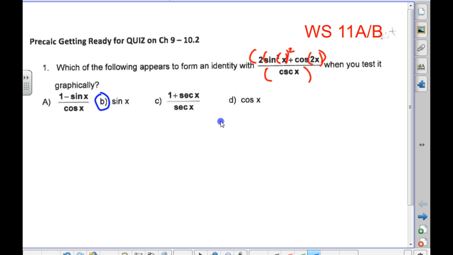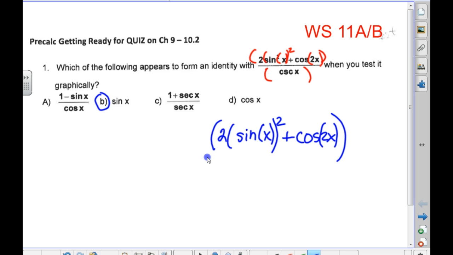I'm going to rewrite one more time what I typed just to clarify that. It was parenthesis 2 sine of x all squared plus cosine of 2x, and then close all the top, divided by 1 divided by the sine of x.